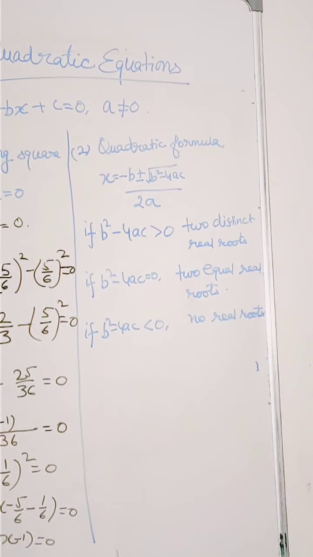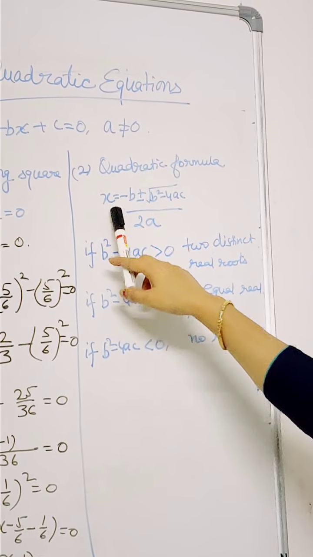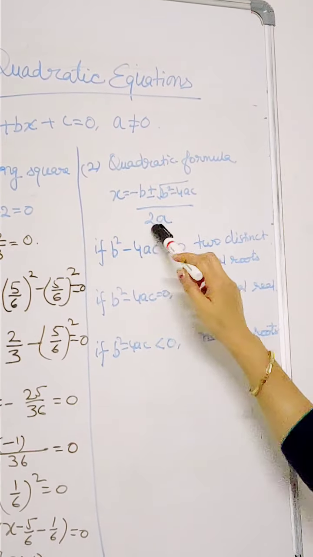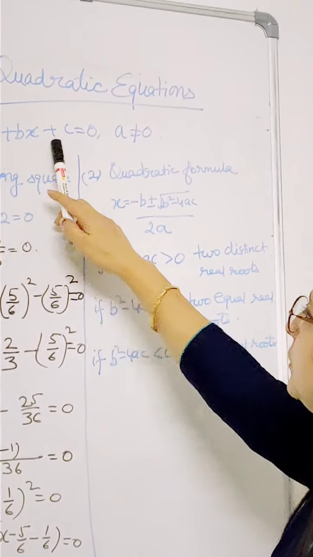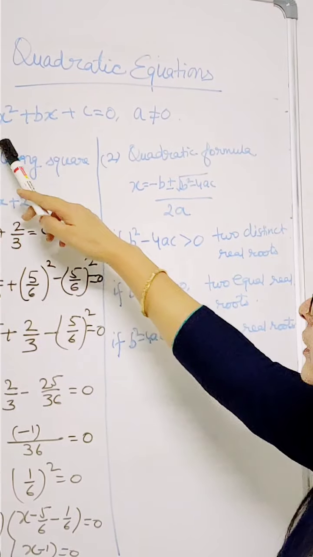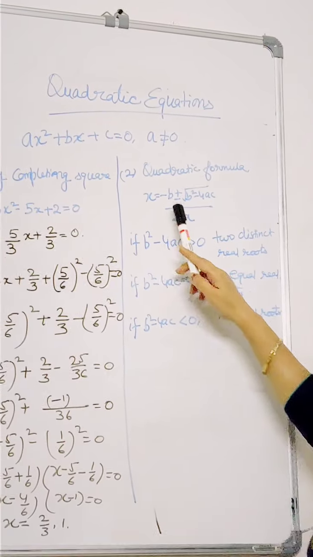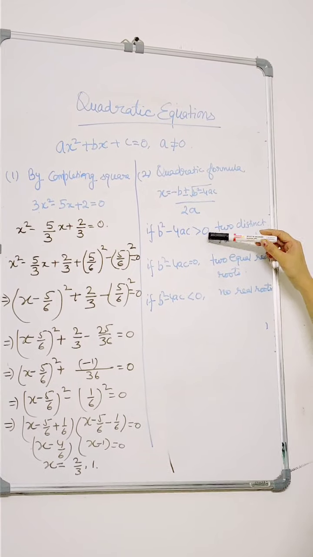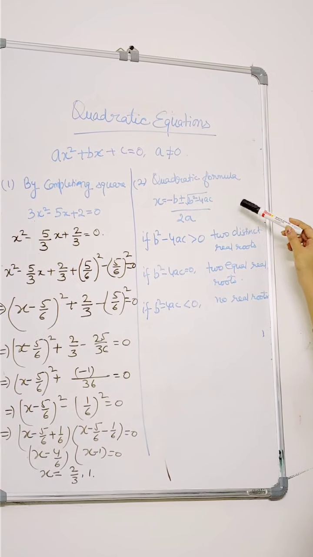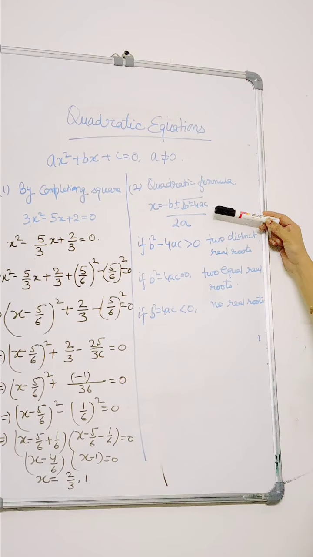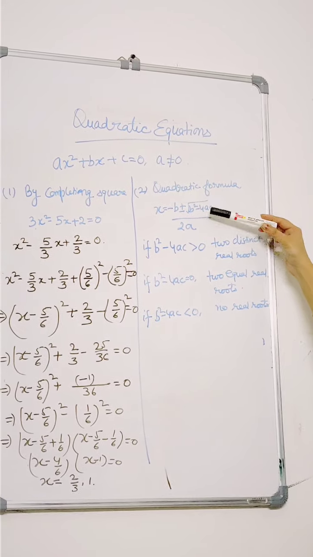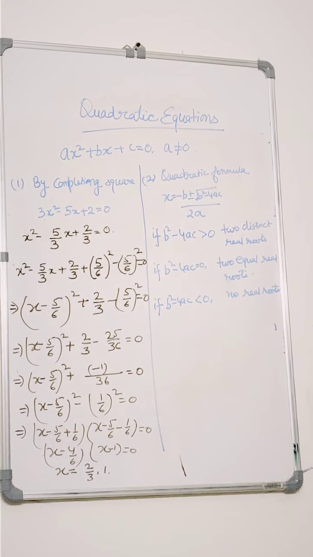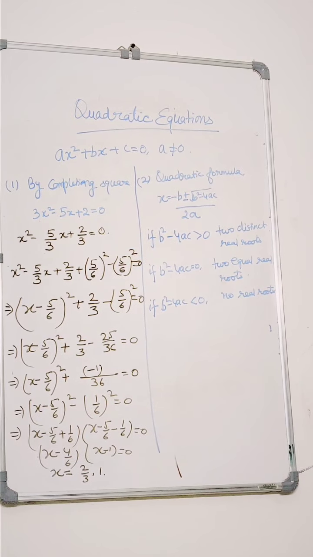In the quadratic formula, we have roots x is equal to minus b plus minus under root b square minus 4ac upon 2a. First of all, we compare the given equation with this and find the values of a, b and c, and put them here to find the roots. Now if b square minus 4ac is greater than 0, it means x has two different real roots. If b square minus 4ac is equal to 0, it has two equal roots. If b square minus 4ac is less than 0, the given quadratic equation has no real root.